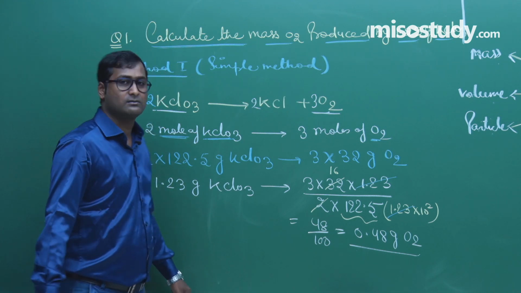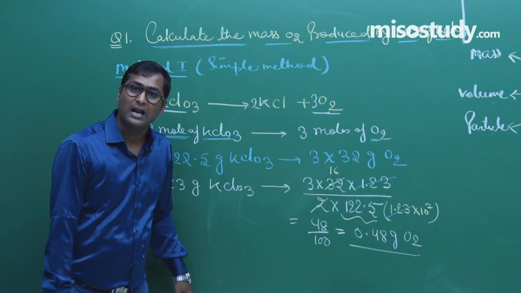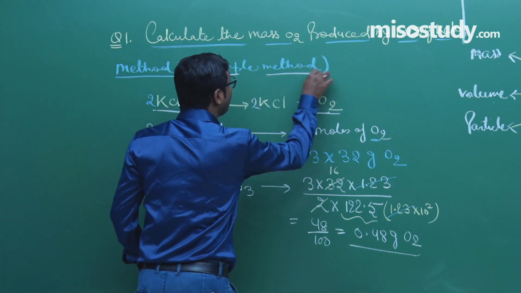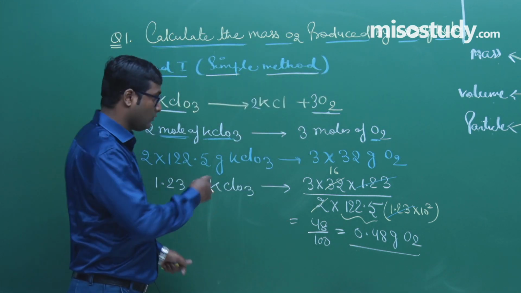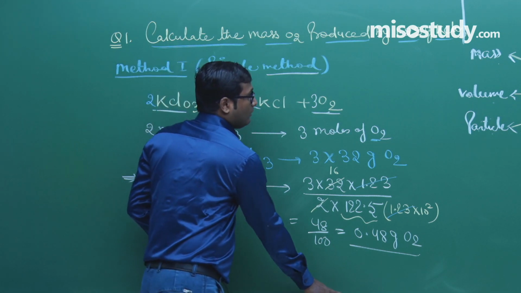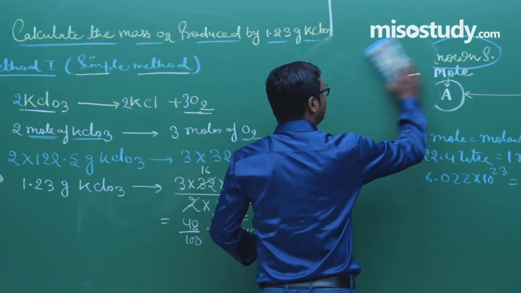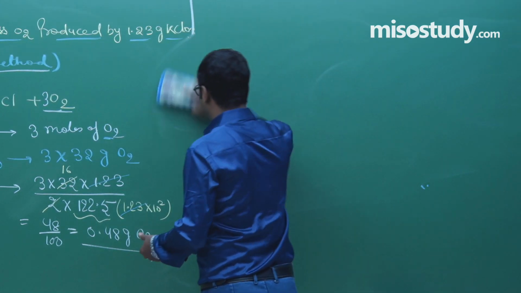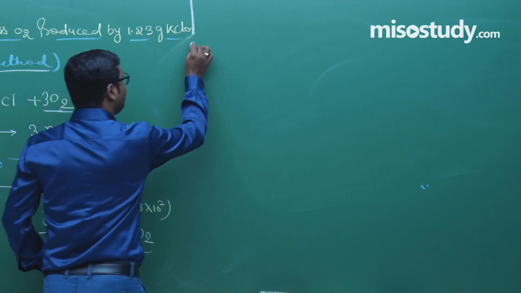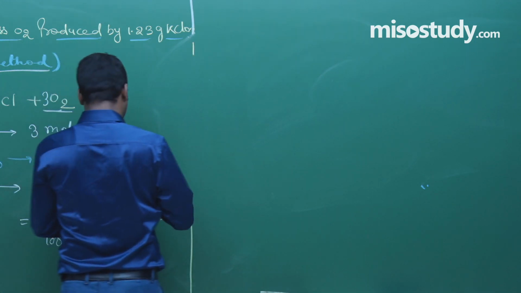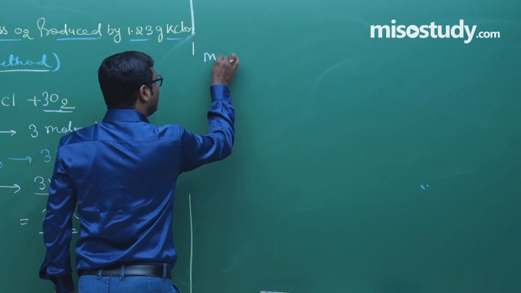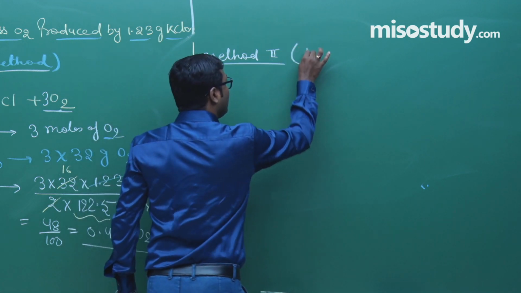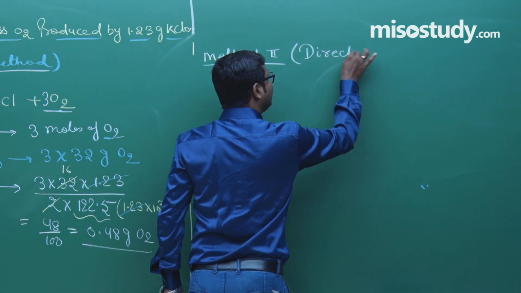Now you can ask me, sir, what is special in this question? This is a simple method, and we are all familiar with this solution. Okay, I'm moving on, friend. Wait and watch. Now, the next method is the second method for the same question. Please give me a little time. This method is by using the direct formula.